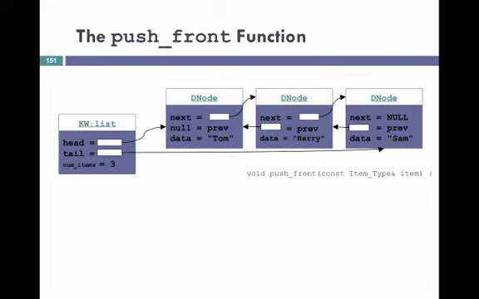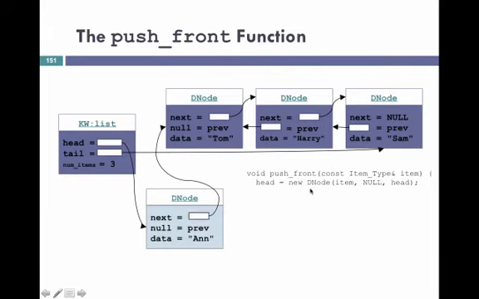Now the push front function. Here we have a list. The pointer to the head is Tom, the tail of the list is Sam, and push front takes a const reference to an item. This is the function. So we say head equals a new node. So here we'll create a new node. Its item gets assigned the data, in this case Ann. The previous is set equal to null.